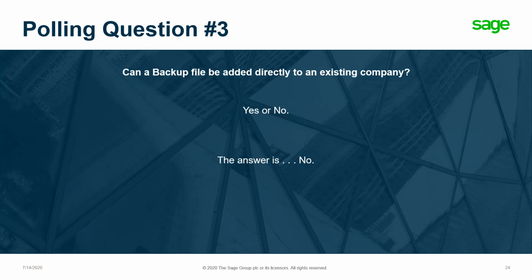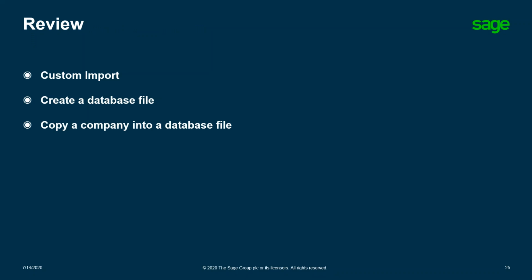Okay, moving on to our next slide. So what we've covered today is the custom import, creating a database file, and then putting a copy of a company into one of your database files that you might want to do your testing on, to have as an archive, or just something that is not your working database that you work with as you move along.